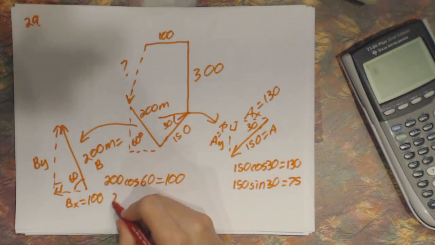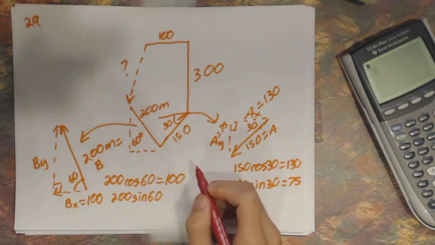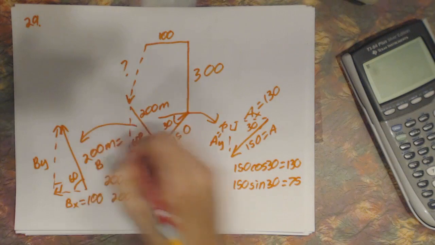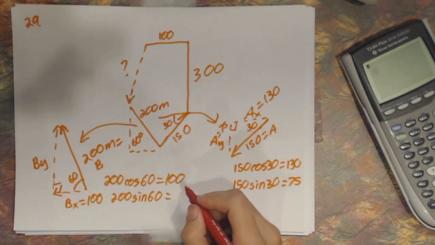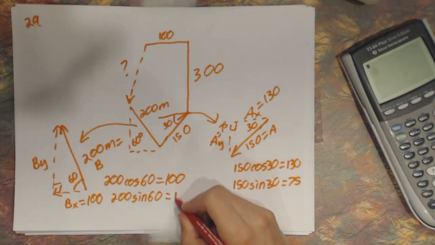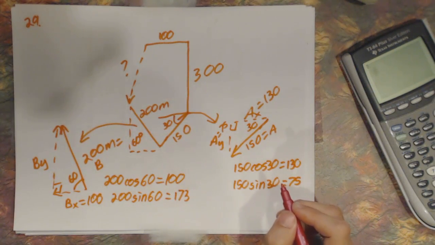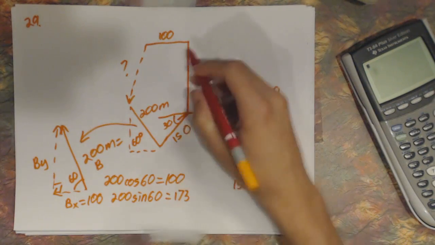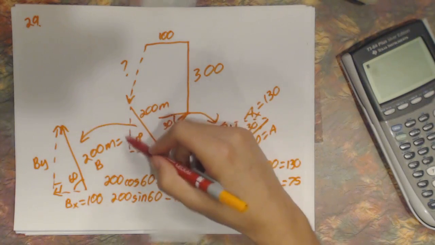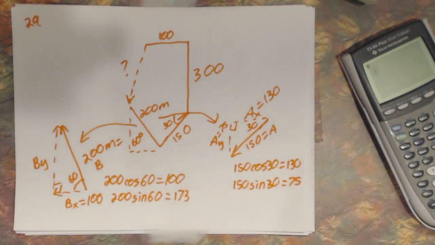And then for B sub y, we're going to do 200 sine 60, because sine is opposite over hypotenuse. And we're looking for our opposite, and that's going to be 173 meters. So now we want to combine all of this into one big quadrilateral thingy instead of angles.